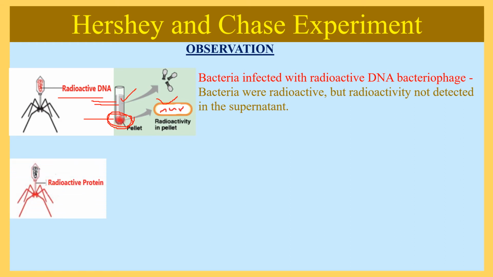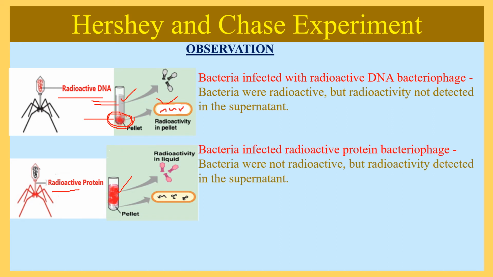In the second setup, the bacteriophages having the radioactive protein were allowed to infect the E. coli bacteria, where the radioactivity is seen in the supernatant but not in the deposit, because in the second setup the protein coat is radioactive. Hence, it means that protein coats are floating in the supernatant. They do not enter inside the bacteria. Hence, the bacteria are not radioactive.